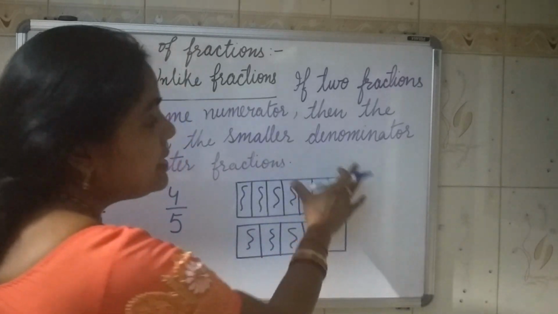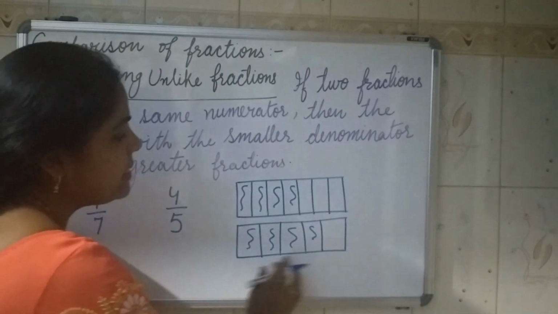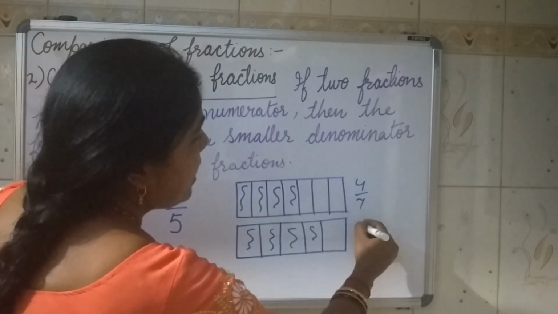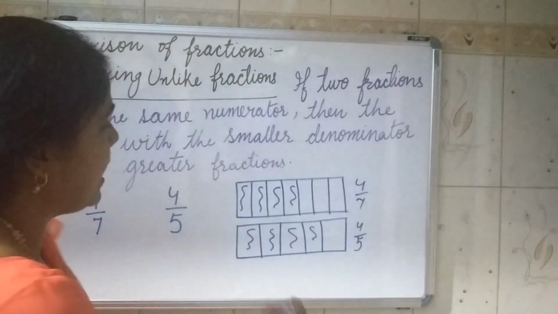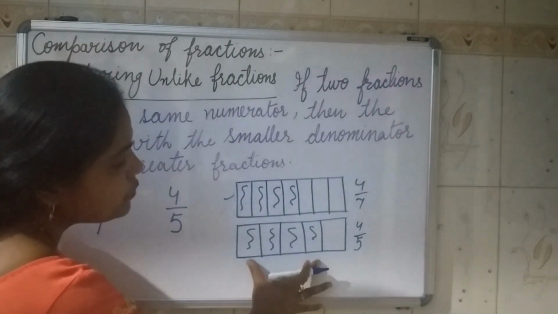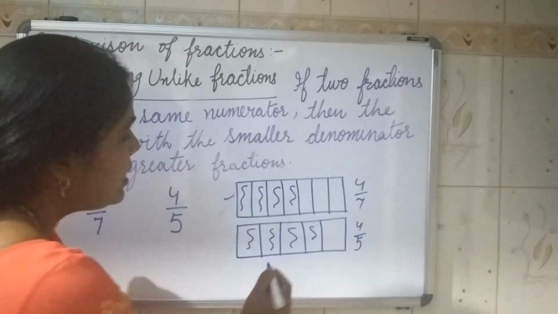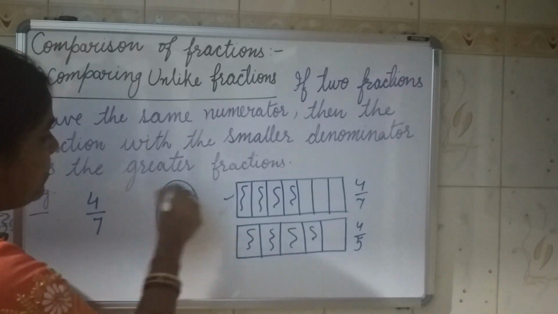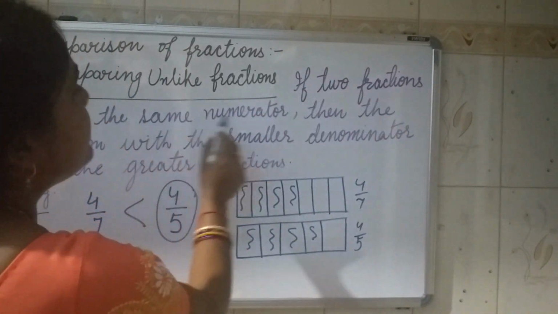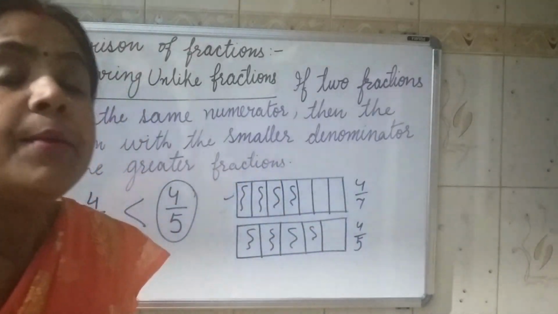1, 2, 3 and 4. Since the size of the chocolate is same, the first fraction I divided into 7 parts, so it is 4 by 7. And the second I have divided into 5 parts, so it is 4 by 5. From the picture you can see that this is the smaller than this one, because 4 parts out of 5 is bigger than 4 parts out of 7. So from the picture it is clear that 4 by 5 is greater than 4 by 7. So if two fractions have the same numerator, then the fraction with the smaller denominator is the greater fraction.